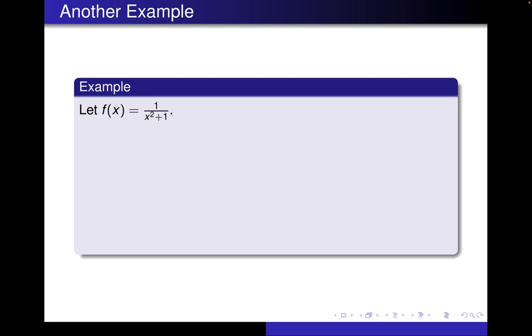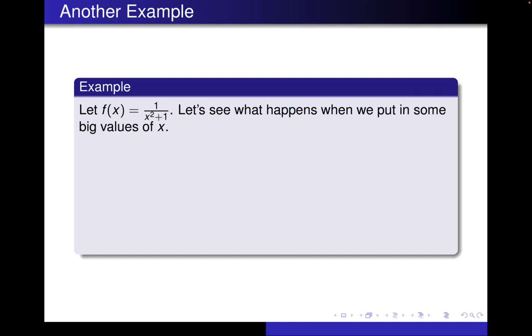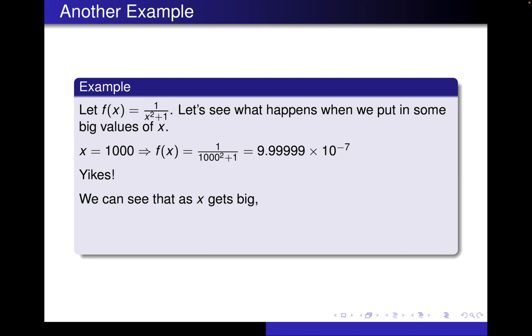All right, so here's another example, a slightly more complicated function. Again, let's see what happens as x gets really big. In other words, as x goes to infinity. Well, if we put in, say, x equals 1,000, we get 1 over 1,000 squared plus 1 equals, holy cow, 9.9999999 times 10 to the negative 7. Well, I said holy cow. You can say yikes, that's fine. But the idea is, if I put in a bigger value, it would get even more stark. As x gets really big, x squared plus 1 is going to get really, really big, right?